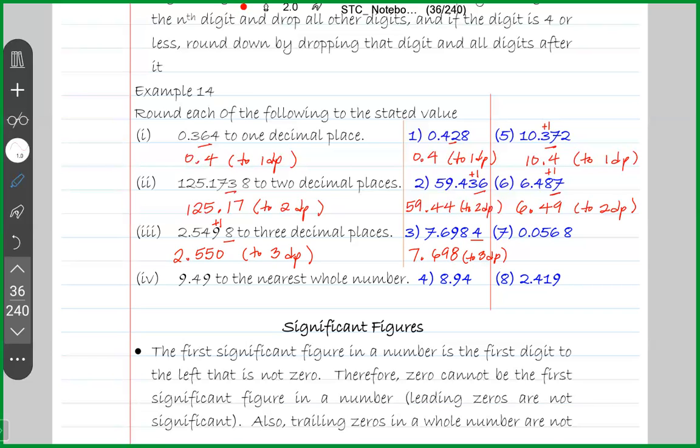Now, 0.0568 to 3 decimal places. I must look at the 4th decimal place. The digit that is the 4th decimal place is an 8. Since it is 5 or more, I'm going to add 1 to the third decimal place, making my answer 0.057 to 3 decimal places.